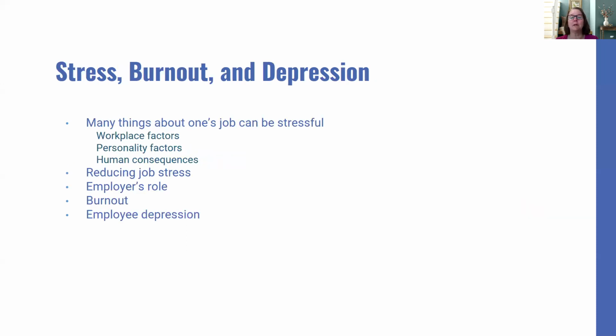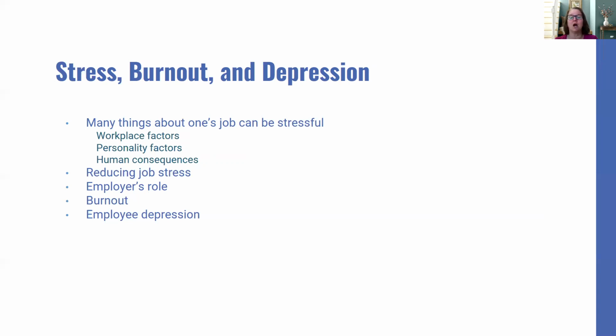Many things about one's job can be stressful. These include belligerent bosses or colleagues, work schedule, pace of work, job security, route to and from work, workplace noise, poor supervision, and arrogant customers. So personality affects stress. Human consequences of job stress could be anxiety, depression, anger, cardiovascular disease, headaches, accidents, and even early onset of Alzheimer's.